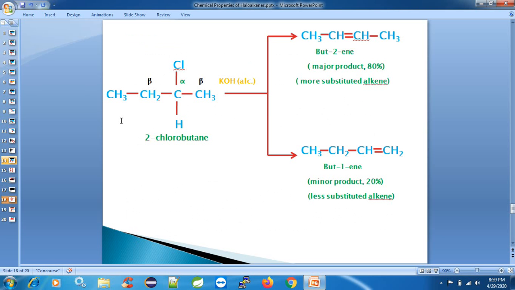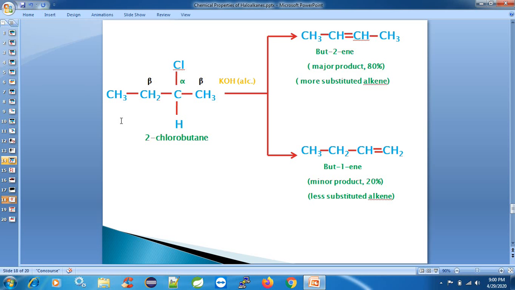So you see in 2-chlorobutane, the carbon with which the chlorine is attached, that is the alpha carbon, and on both sides of the alpha carbon, beta carbons are possible. So for that we are getting two products. Two products are possible from this reaction. When a hydrogen is removed from the left side beta carbon, the product is but-2-ene.